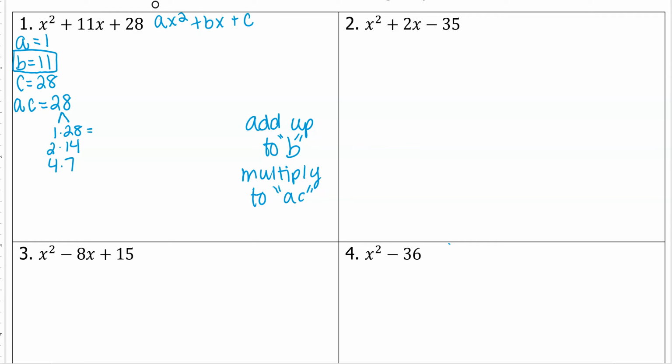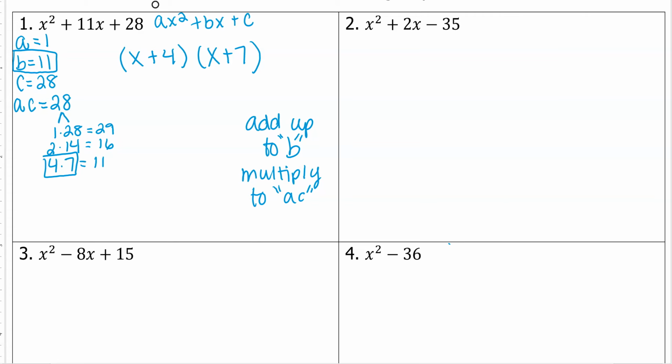So if I add these, 1 plus 28 is 29, 2 plus 14 is 16, and 4 plus 7 is 11. Because 4 plus 7 is 11, and it multiplies to give me 28, then those would be the two numbers I need to do my factors. So I would have x plus 4 and x plus 7. If you wanted, you could go through the work to do grouping, but of course when a is 1, you don't have to take those unnecessary steps.